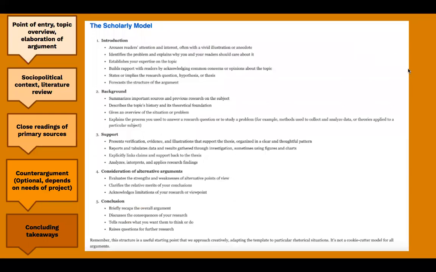The books also offer the scholarly model as a way of thinking about how we can generally see argumentation being structured in an academic context. I really like the way that they lay out the scholarly model, because I think it does a pretty good job of breaking it down into smaller parts: an introduction, background, support, consideration of alternative arguments, and a conclusion. Depending on the needs of your project, you may find that the counter argument isn't going to be as crucial as some of these other elements.